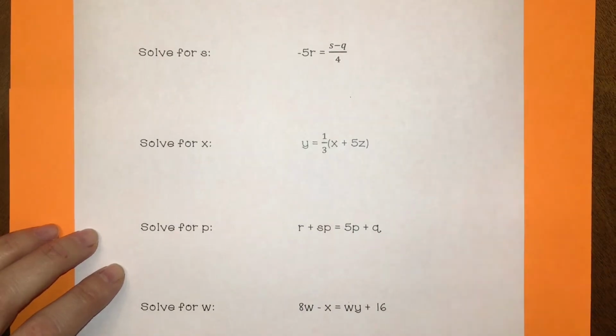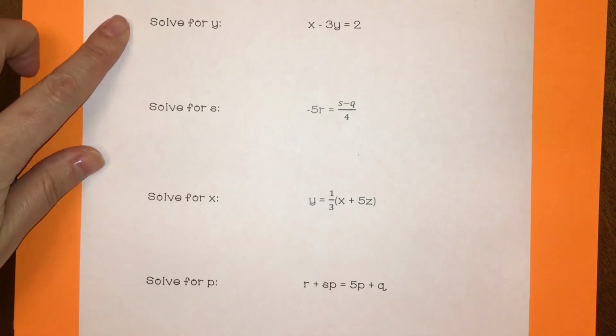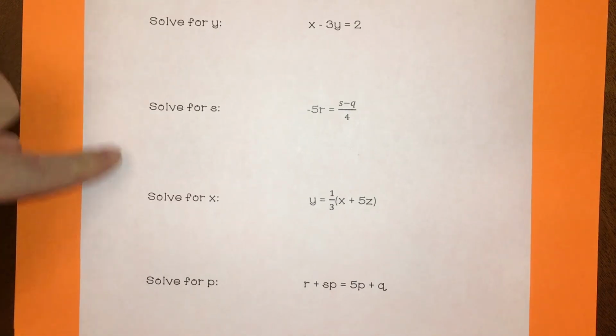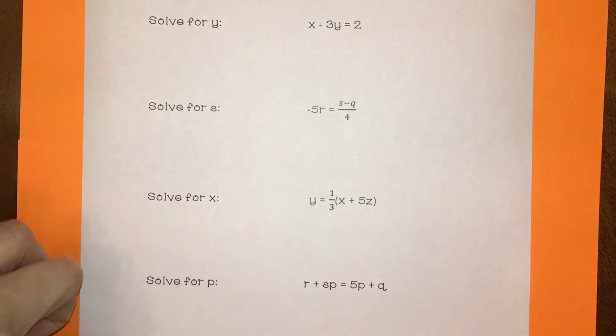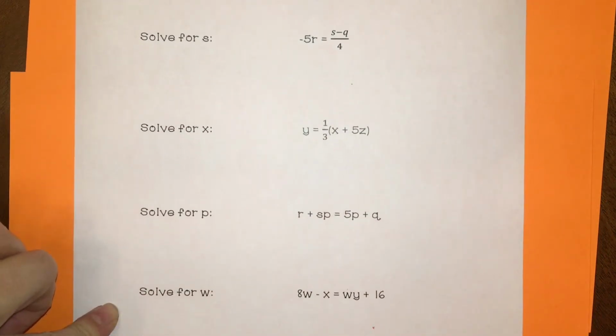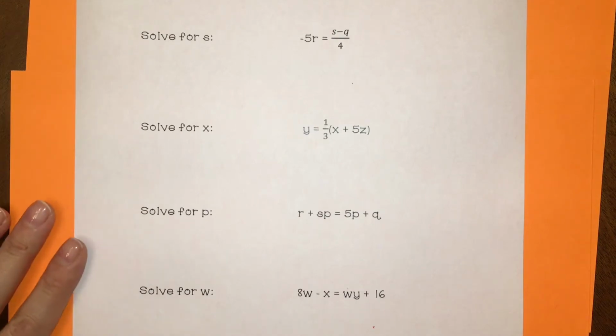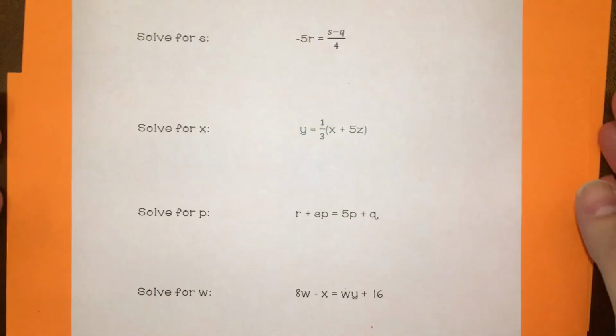Another one. Okay, so there's one you can't see. So go ahead and you're going to solve for y, s, x, p, w, and the w one's down here. So go ahead and pause it, come back for the answers when you're ready.